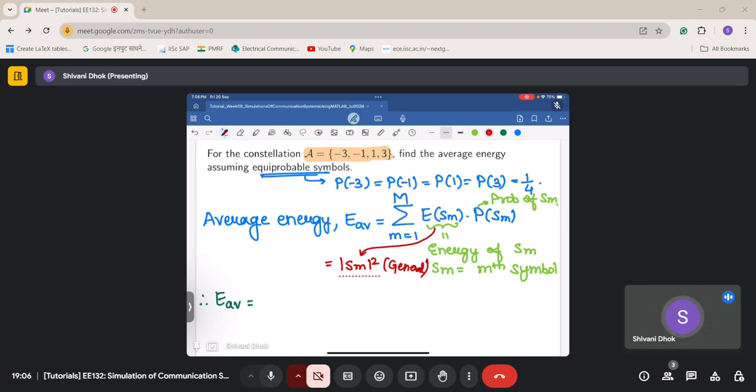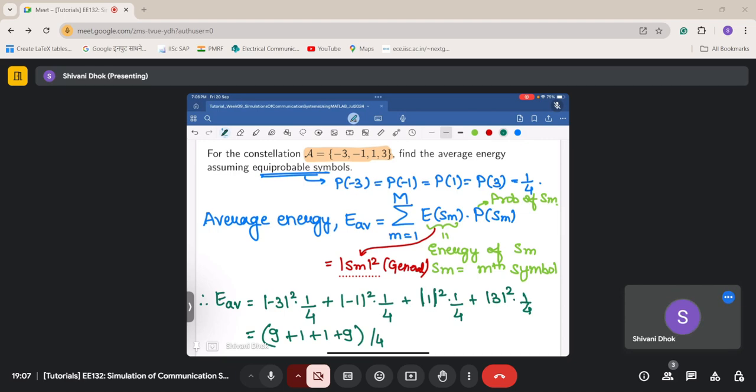Now for our case, E average will be equal to the magnitude of minus 3 squared multiplied by its probability, plus the magnitude of minus 1 squared multiplied by its probability, plus the magnitude of 1 squared into its probability, plus the magnitude of 3 squared into its probability. This comes out to be 9 plus 1 plus 1 plus 9, whole divided by 4. I can take out 1 by 4 common. So 9 plus 1 is 10, and this comes out to be 20 by 4, which is equal to 5. So this is the average energy for the given constellation.